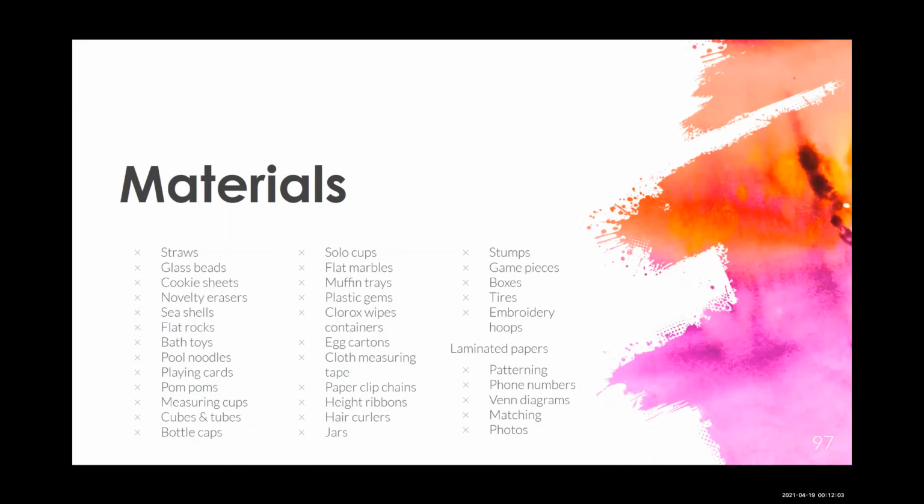Phone numbers with the play phone, that Venn diagram. You could use laminated papers for matching, and also photos of the children. You laminate those and cut them up, and then they can be used as a matching and a puzzle activity. So I just wanted to make sure that we had all of those materials listed for you, so that you could see them and be able to go out and find some of them for your classroom.